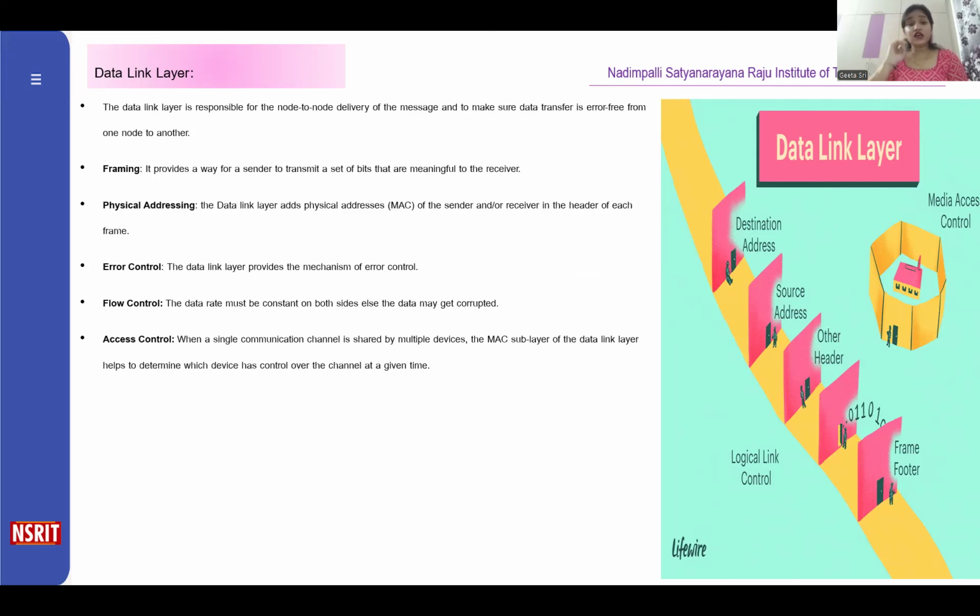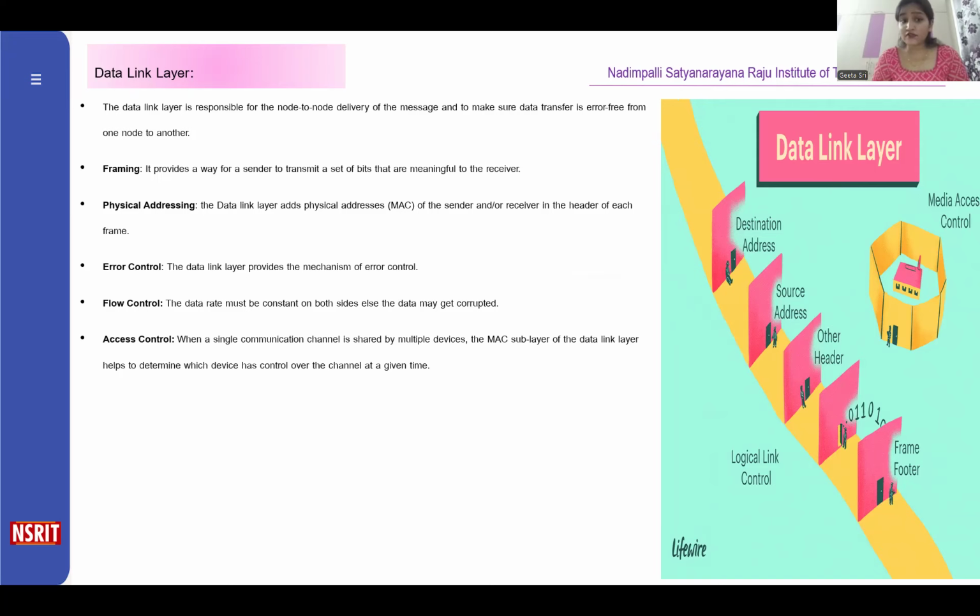It also provides physical addressing. It is mainly responsible for adding the physical address of the receiver and sender side to the header of the frame. The frame contains payload data and also a header. The header contains the physical addresses of the receiver side and sender side.